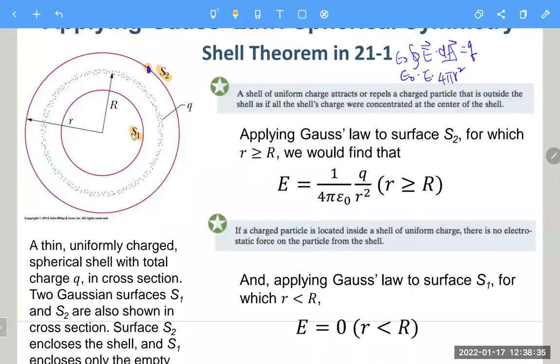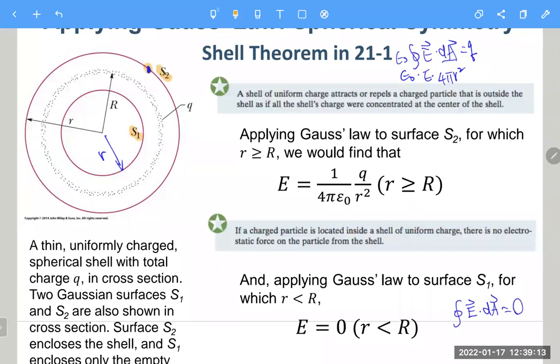So here, small r is smaller than capital R. Small r is smaller than capital R for this case. Here we use this one to be the R for S1. Okay, so applying the Gauss law, there is no charge enclosed by this Gaussian surface S1. So we should immediately get that E dot dA to be 0.